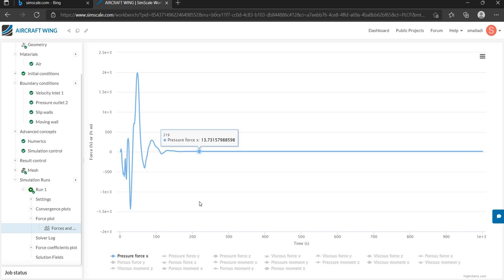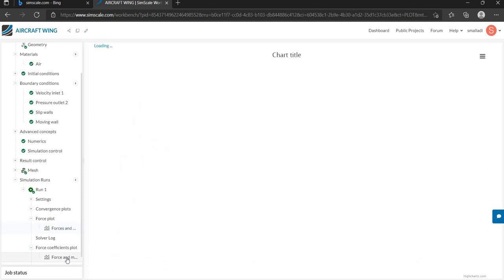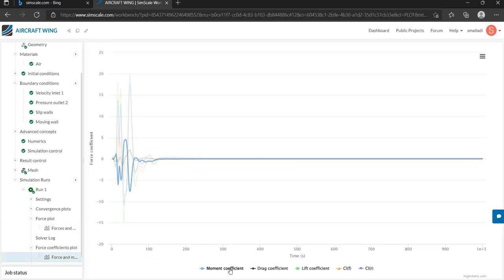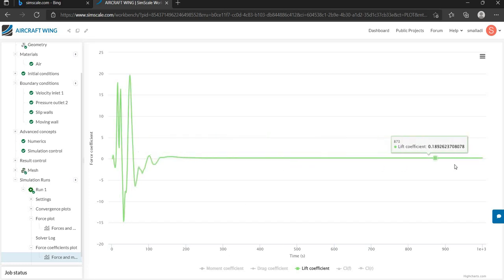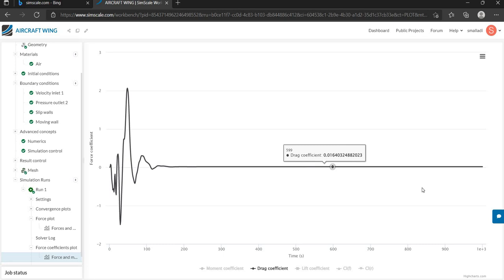To analyze the values of lift coefficient and drag coefficient, go to force coefficient plots, forces and moments coefficients. Disable the other options, and here let's see what the lift coefficient is. So the lift coefficient is 0.1892 and the drag coefficient of the aircraft wing is 0.01639. Dividing the lift coefficient value by the drag coefficient gives you the lift to drag ratio of the wing geometry as 11.549.